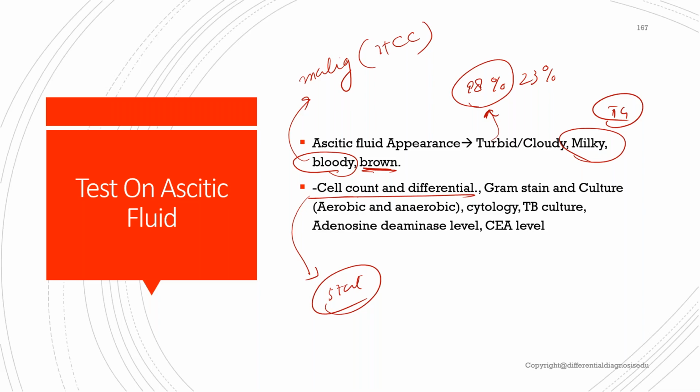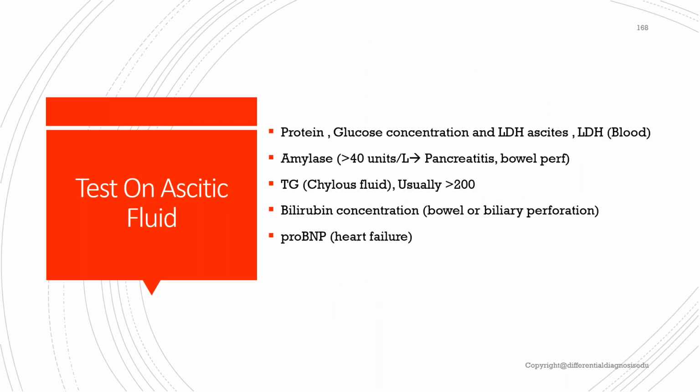So cell count differential, you'll send it for gram stain, culture, cytology for any malignant cells, TB culture, adenosine deaminase level, CEA level. So you will send the fluid for protein. Protein is important. So we are looking at total protein.